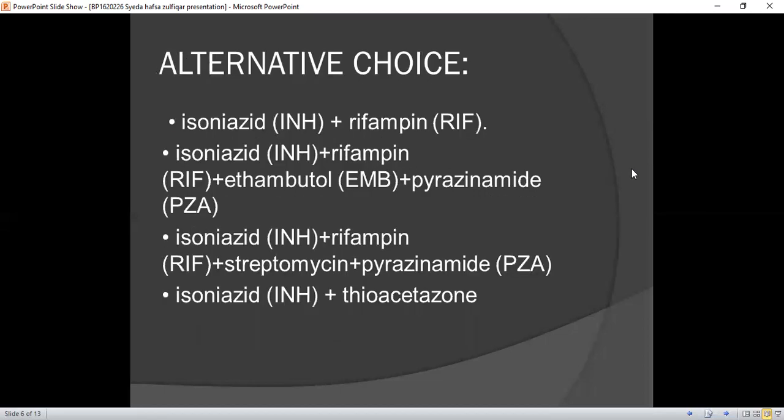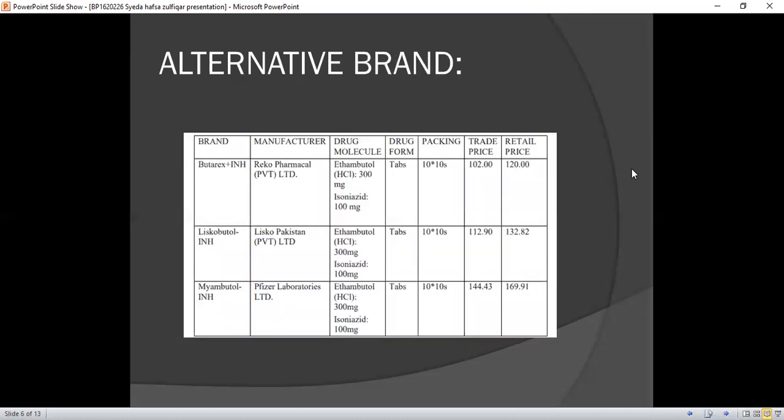Alternative choices. There are some alternative choices which can be given instead of this combination, like isoniazid plus rifampin, isoniazid plus rifampin plus ethambutol plus pyrazinamide, isoniazid and rifampin plus streptomycin and pyrazinamide. Isoniazid and thioacetazone can also be given as an alternative choice. Now the alternative brands. Butyrex plus INH, Liscobutol plus INH, and Myambutol plus INH. The prices are listed from low to high prices.